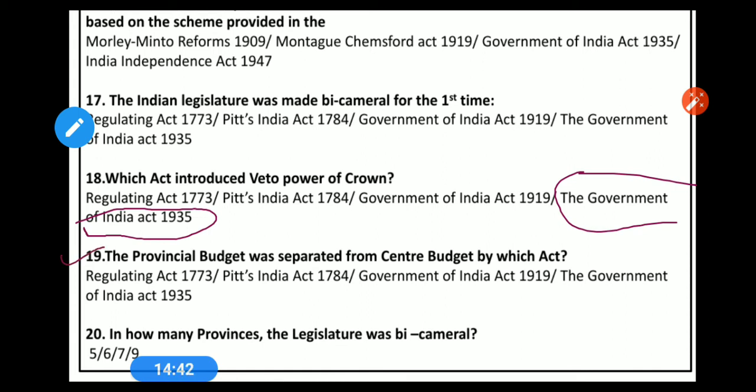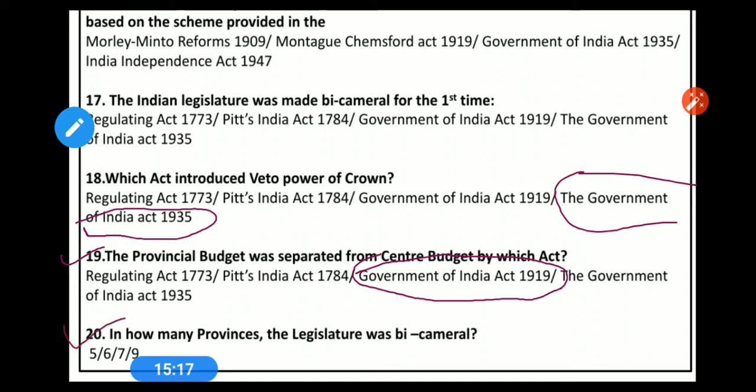Question number 19. The provincial budget was separated from the center budget by which act? The options are the Regulating Act 1773, Pitt's India Act 1784, the Government of India Act 1919, and the Government of India Act 1935. The provincial budget was separated from the center budget by the Government of India Act 1919. This is the correct option.